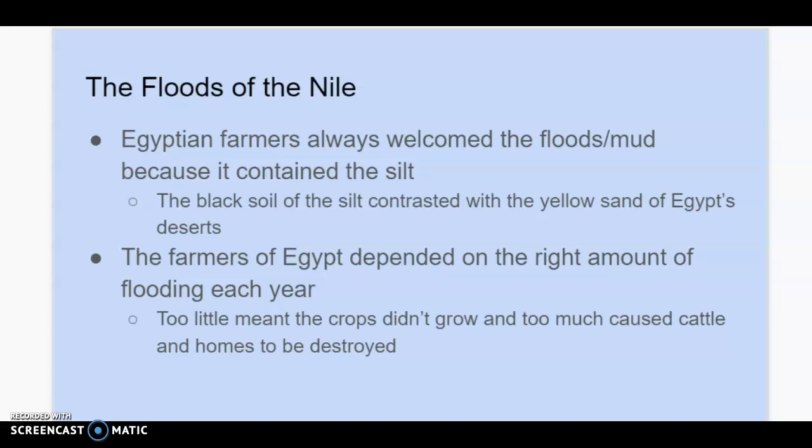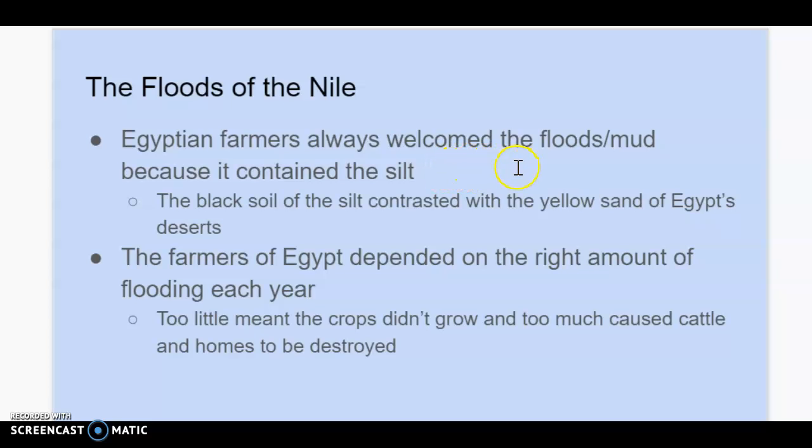This is day 2, so we already know the direction of the Nile, that it flows north. So, the flooding, as we talked about in yesterday's lesson, is the entire reason why farming was possible, why there was agriculture, and why there was even any civilization capable of existing in ancient Egypt, or even really in Egypt today. So the Egyptian farmers always welcomed these floods and the mud that it brought with it. That mud was the actual silt, and you guys know what that is based on our previous few weeks of lessons.